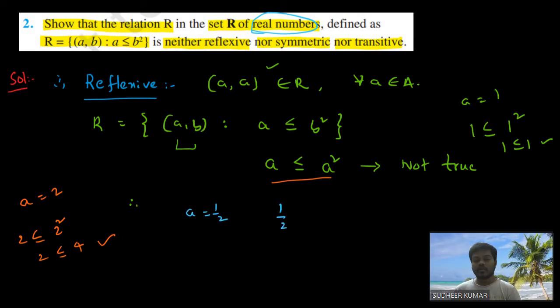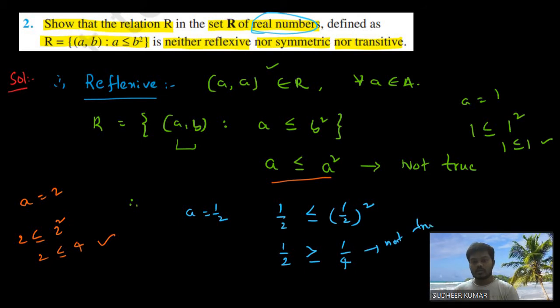If it is 1 by 2, 1 by 2 less than or equal to 1 by 2 whole square. So this is 1 by 2 is greater than or equal to 1 by 4. So it is not true. If you take the generalization form directly, you can write it is not true. If you take examples, you should show at least one case which is not true. Then we can say that R is not reflexive. So therefore, R is not reflexive.